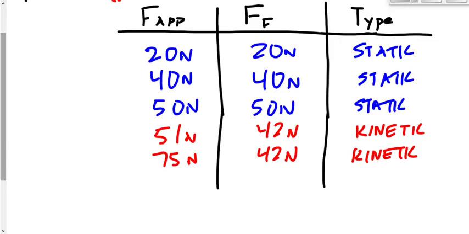like stubborn static does. Let's say I push with a force of 1,000 newtons. Does it move? Of course it does. Stubborn static can only be a maximum of 50. It moves. Therefore, we've got kinetic friction. What's the value of kinetic friction?